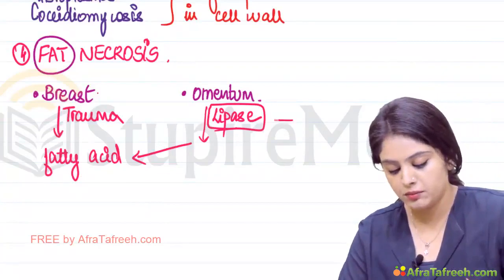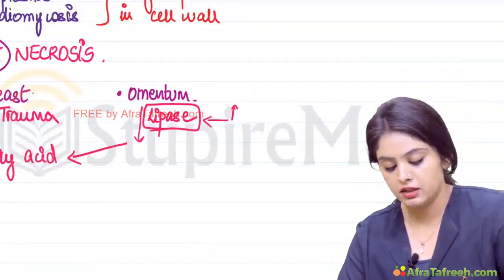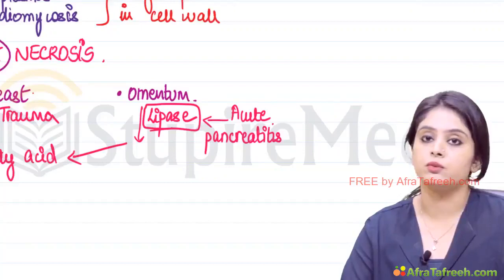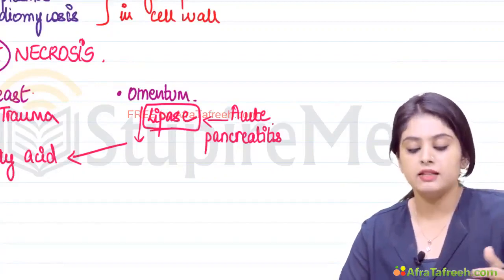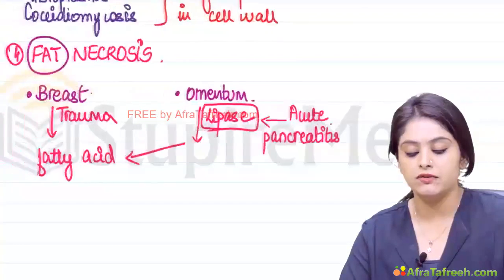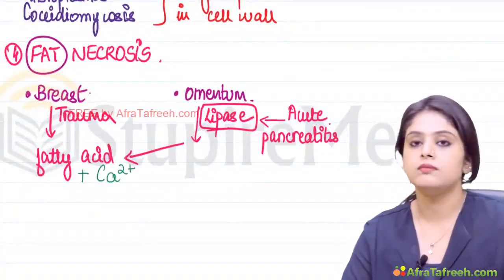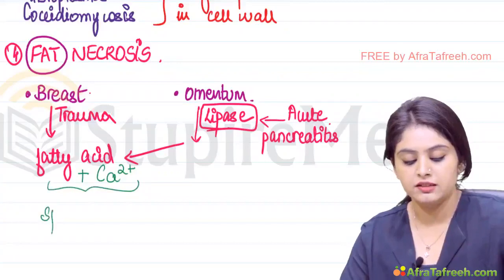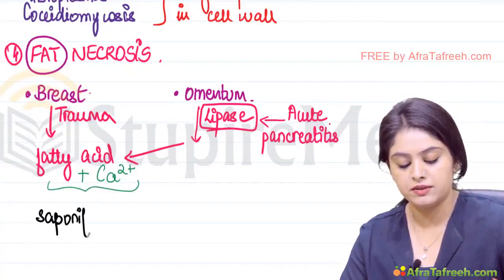This is coming from a very important organ when it has an inflammation, that is acute pancreatitis. Now this is very important, students. Acute pancreatitis releases lipase. Lipase acts on the omentum, and the fat in the omentum will break into fatty acid. This fatty acid, students, will then combine with calcium. You know right from the days when we used to study chemistry, this is known as saponification.